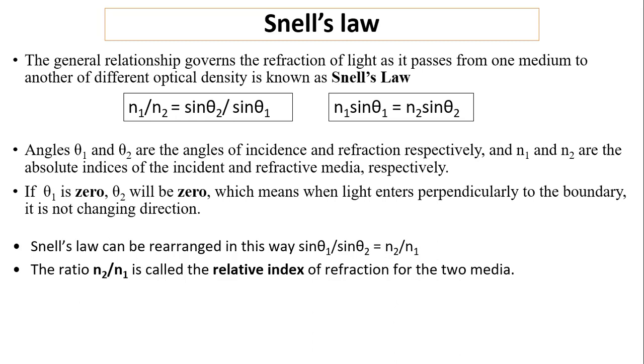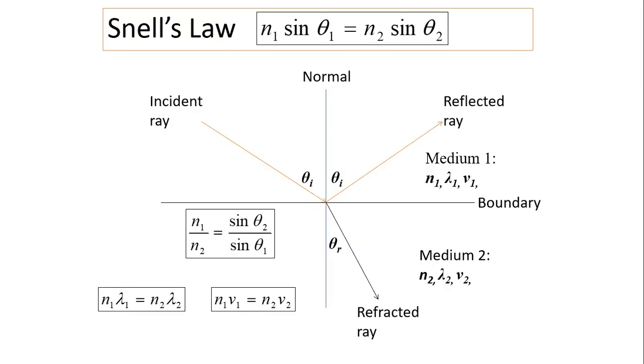Theta 1 and theta 2 are the angles of incidence and refraction respectively, and n1 and n2 are the absolute indices of the incident and the refractive media respectively. If theta 1 is 0, that means the wave goes straight down, then theta 2 will be 0. So the light will not change directions. Snell's law can also be rearranged as sine theta 1 over sine theta 2 equals n2 over n1. The ratio n2 over n1 is called the relative index of refraction for the two media.